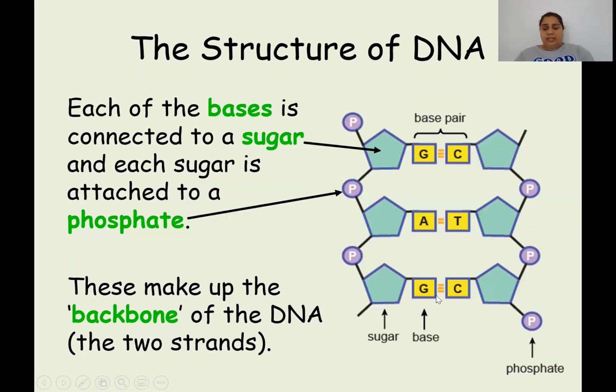And again, 3 lines here. That's because between guanine and cytosine, there are 3 hydrogen bonds. So 3 hydrogen bonds between guanine and cytosine holding that base pair together. However, between adenine and thymine, there are 2 hydrogen bonds.